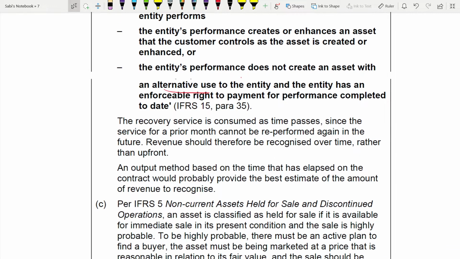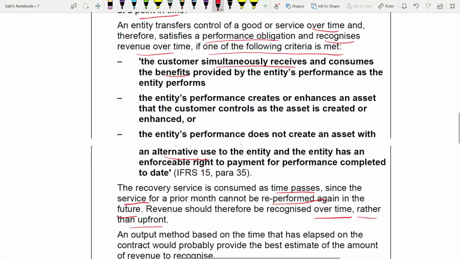In this case, the service is consumed as time passes. Since the service for a prior month cannot be reperformed again in the future, revenue should therefore be recognized over time rather than upfront. You cannot reperform the same thing again in the future. One example is services. Services are mostly recognized over time because you give services over time, right? One service that you performed in a prior month, you cannot perform again. So this is the example of the second item.